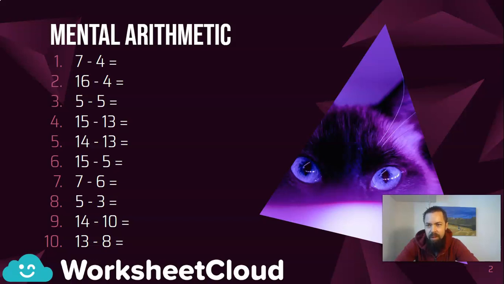Time's up. Number 1, 7 minus 4 is 3. Number 2, 16 minus 4 is 12. 5 minus 5 is 0. 15 minus 13 is 2. 14 minus 13 is 1. 15 minus 5 is 10. 7 minus 6 is 1. 5 minus 3 is 2. 14 minus 10 is 4. And 13 minus 8 is 5. If you missed any of those, just rewind, watch it again, and you can mark it.